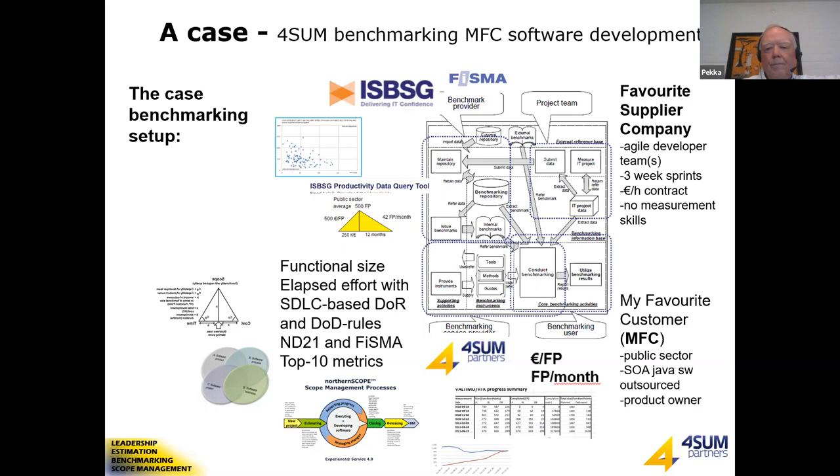And then our task is to choose the tools. There are a lot of things in the corner. There is the triangle benchmarking. We have agreed that we show the results in triangles. And then we use functional size measurement. So we measure the functional size of outcomes in the projects or sprints that we are measuring. And we will give rules how the elapsed effort will be collected. It needs to be collected so that we can learn something from the extracted data.